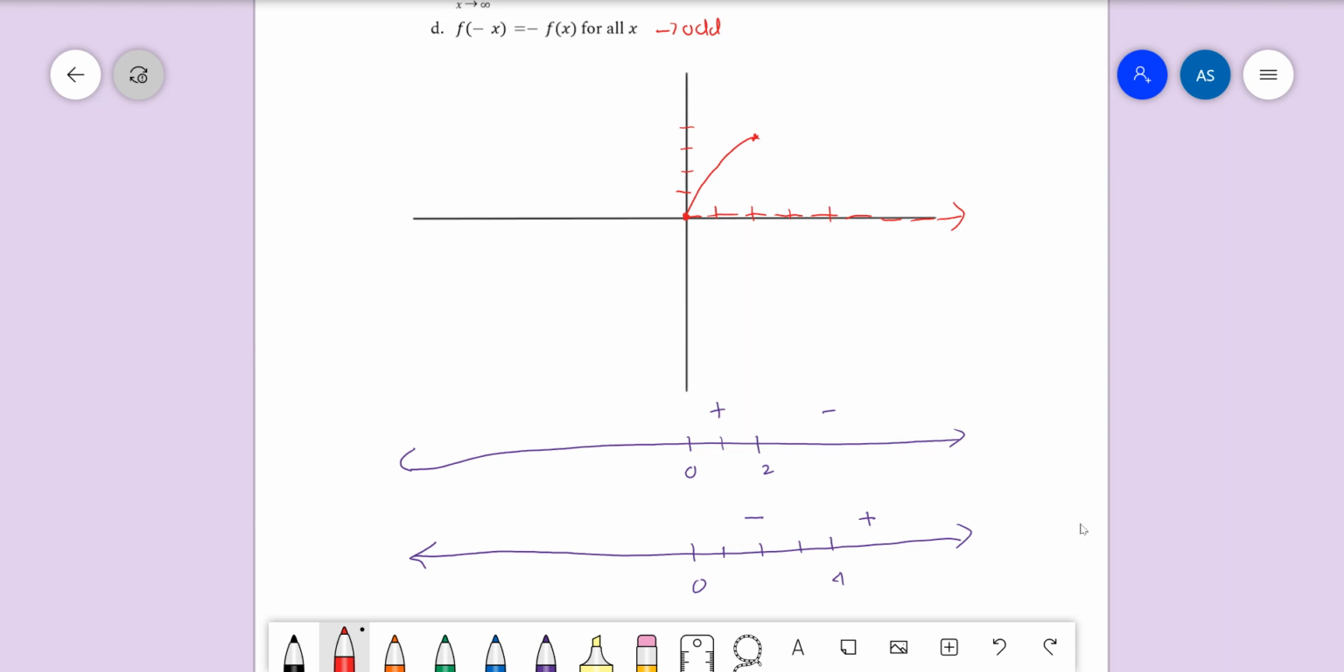And then it's going to go from increasing to decreasing, and it's going to keep decreasing. Then at 4, it's going to switch concavity from concave down to concave up. Whoa, that is weird. Let me fix that. For 2, concave down, all the way like that. Good.